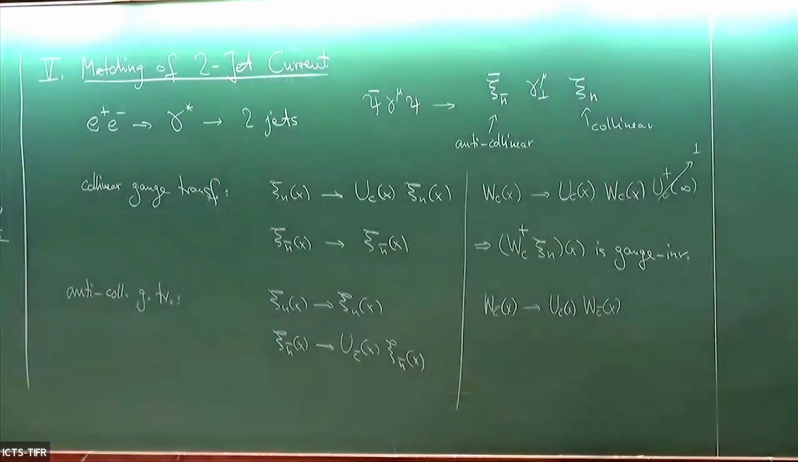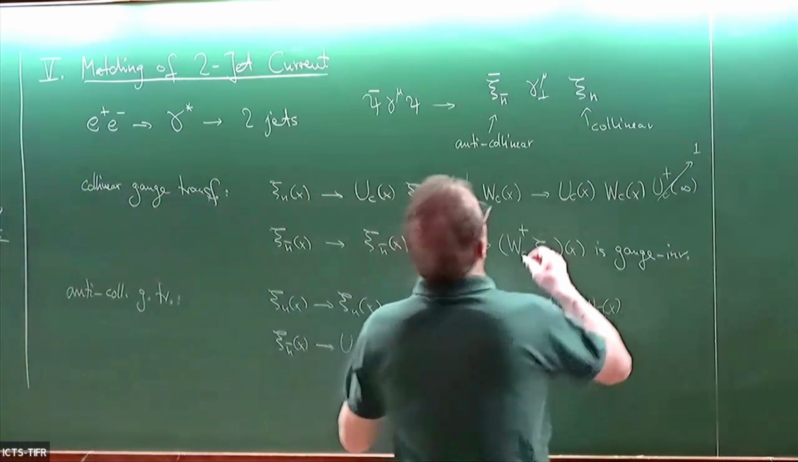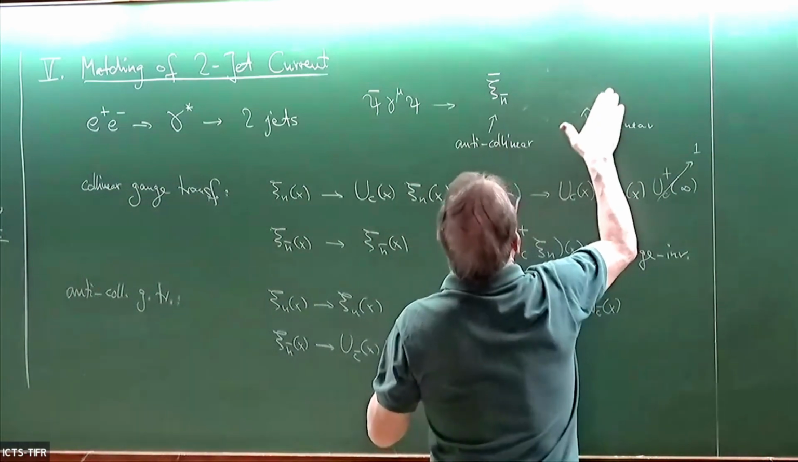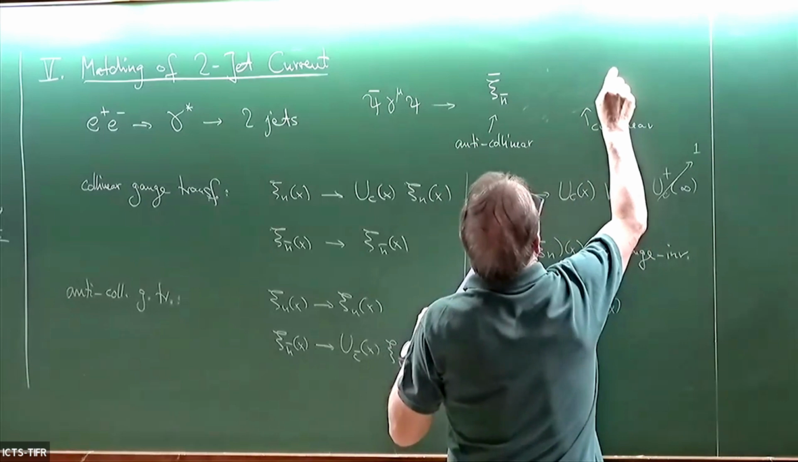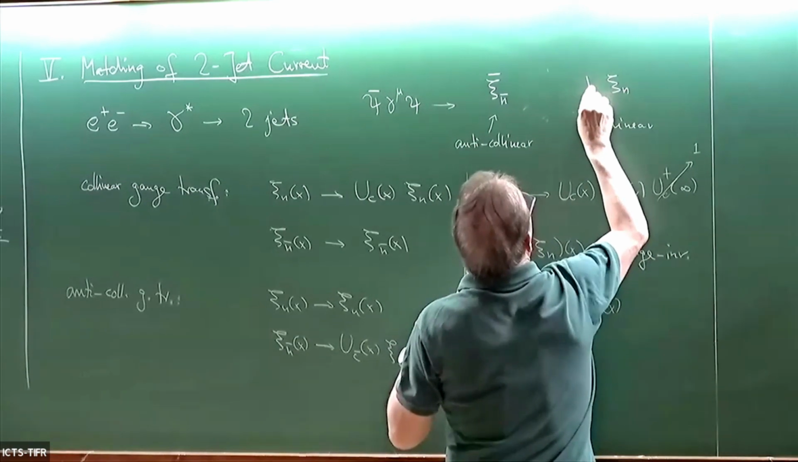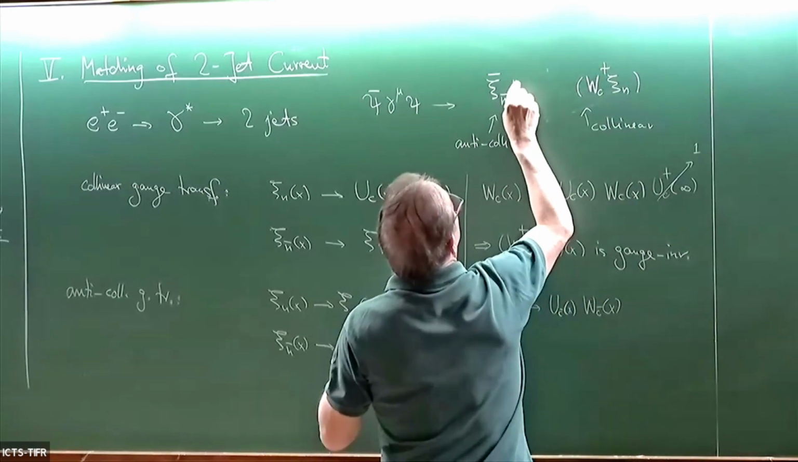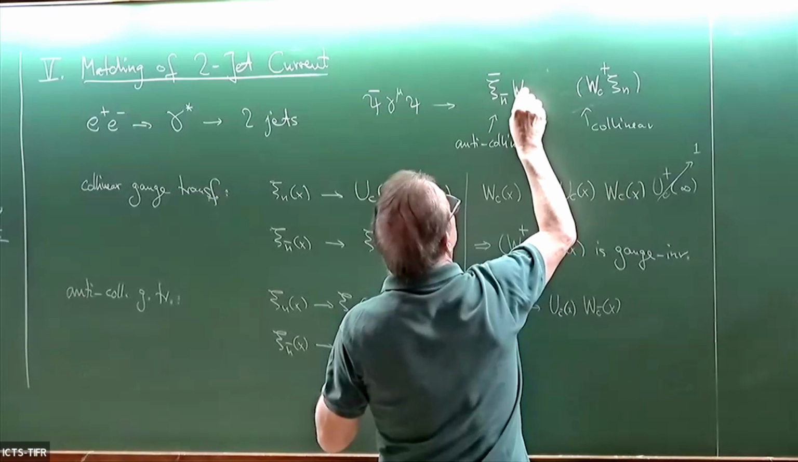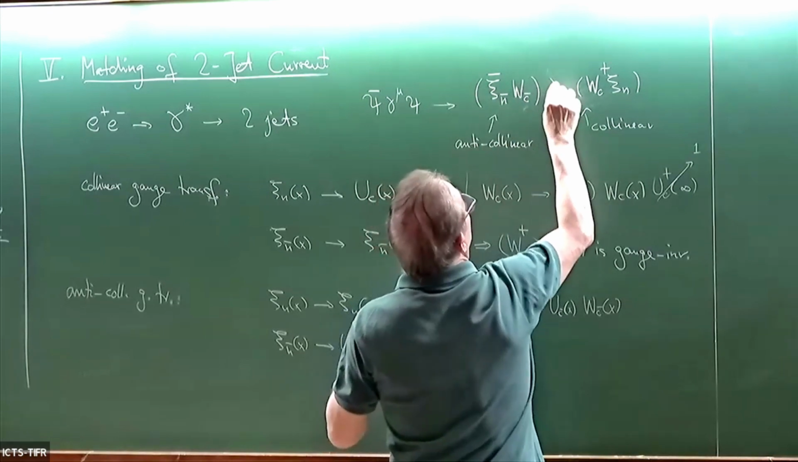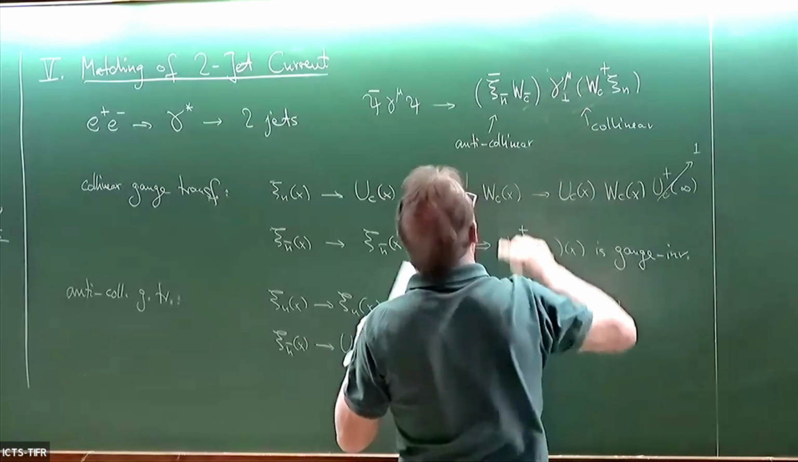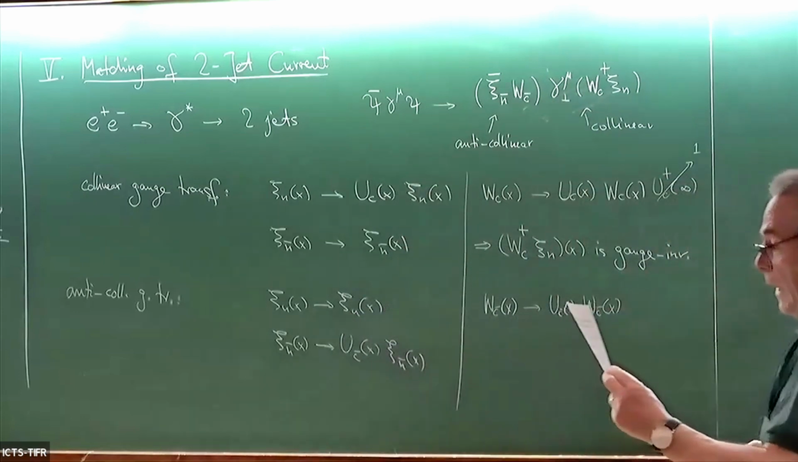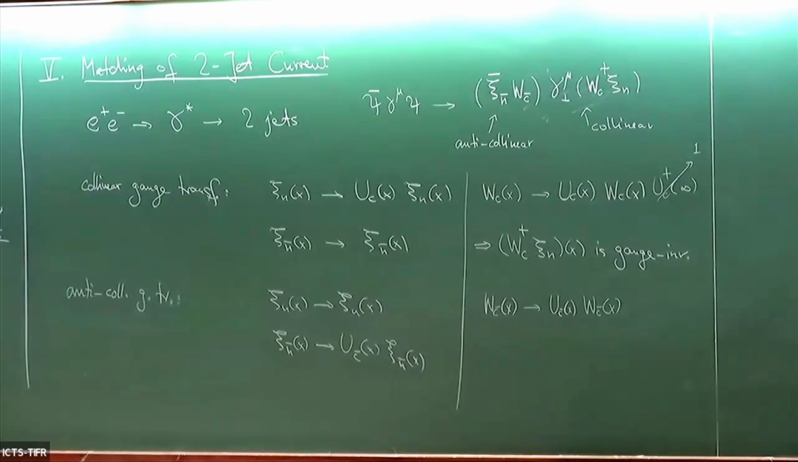Okay, so you see how we need to fix up this operator. What we need to do is multiply these fields with the Wilson lines. So we add here W dagger, and we add here W anticollinear. And then we put the gamma mu perp in between. And now we have a gauge invariant operator. It's invariant under both collinear and anticollinear gauge transformations.